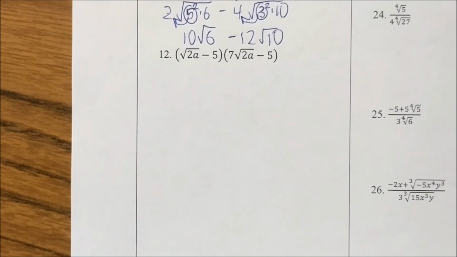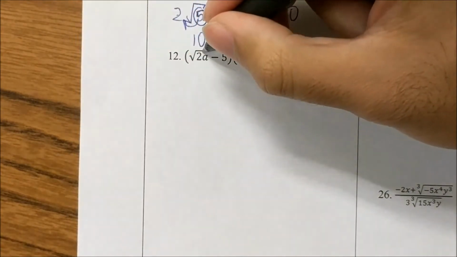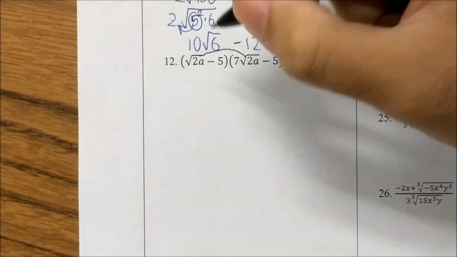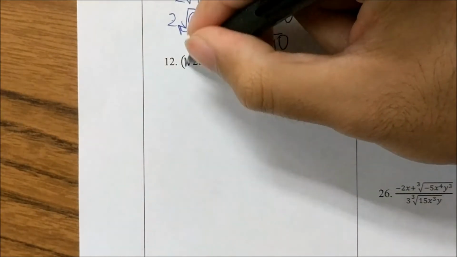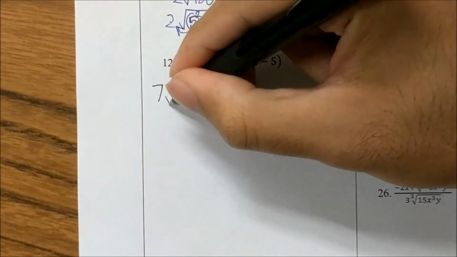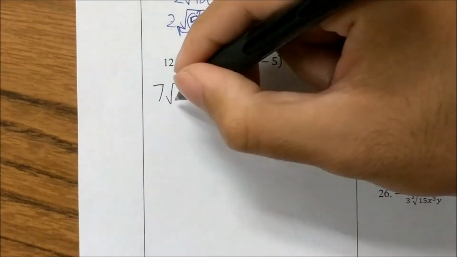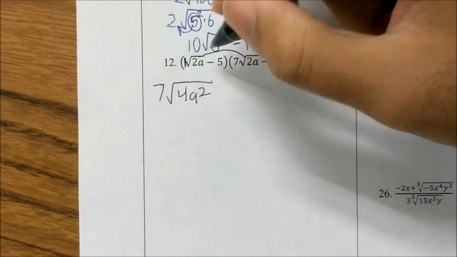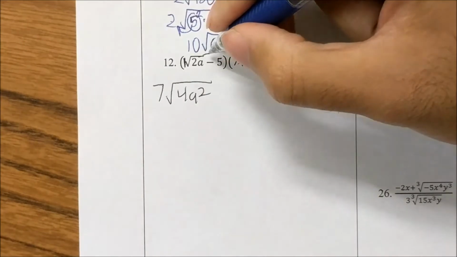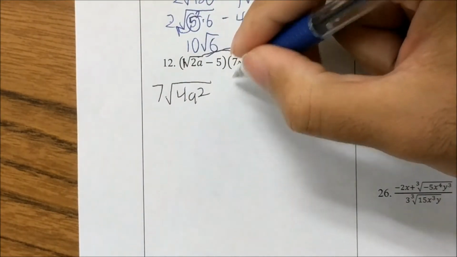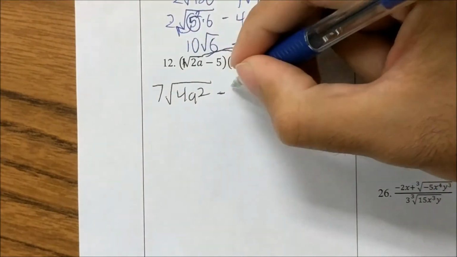Okay, so for 12 I need to distribute. So radical 2a times 7 radical 2a. So invisible 1 in front, 1 times 7 is 7. Then radical 2a times radical 2a is radical 4a squared. So next, radical 2a times -5. So 1 times -5 is -5.